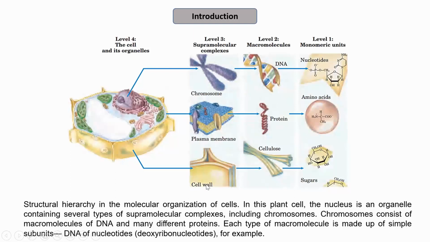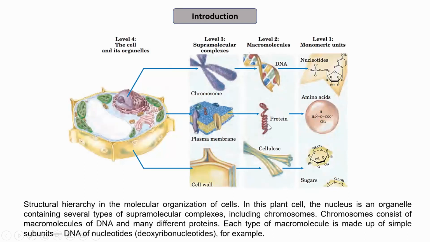These supramolecular complexes are further made up of many macromolecules. For example, the chromosome is the condensed form of chromatin, and chromatin is nothing but DNA. So at level 2, we have macromolecules. The chromosome is made up of DNA. The plasma membrane is made up of lipids and contains proteins. The cell wall is made up of cellulose. So at level 2, we have macromolecules like DNA, protein, cellulose, etc.